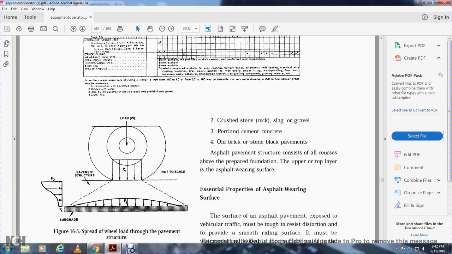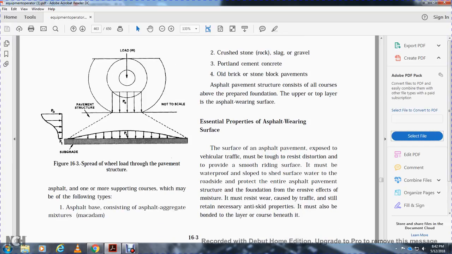Crushed stone and rock and slag and gravel, Portland cement concrete, old brick, stone block pavements. Asphalt pavement structure consists of all courses above the prepared foundation, up to the upper layer of the asphalt wearing surface. Figure 16.3 shows the spreading of the wheel load through the pavement structure, showing the load, weight, and pavement structure, not to scale.